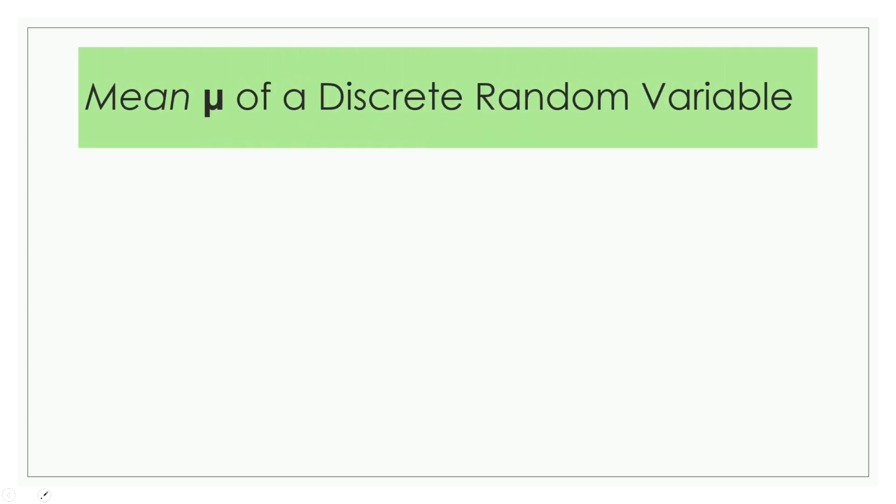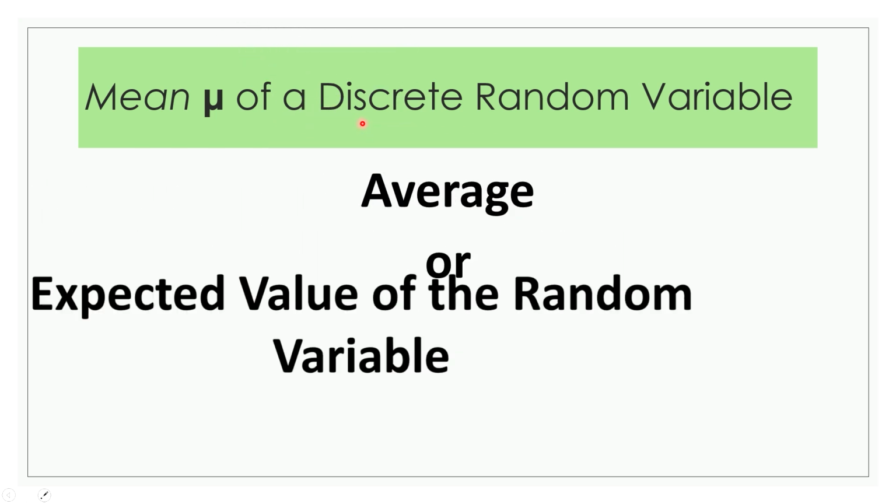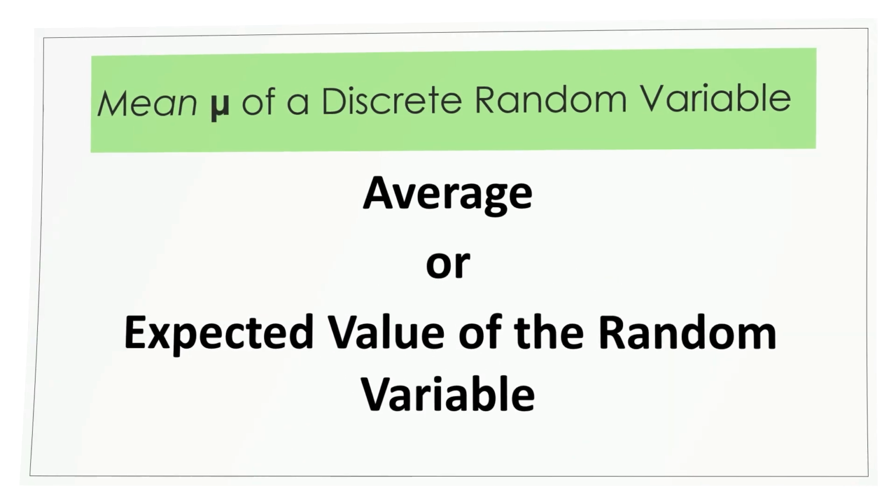Mean, denoted by the symbol mu. The mean of a discrete random variable is also called the average or the expected value of the random variable.